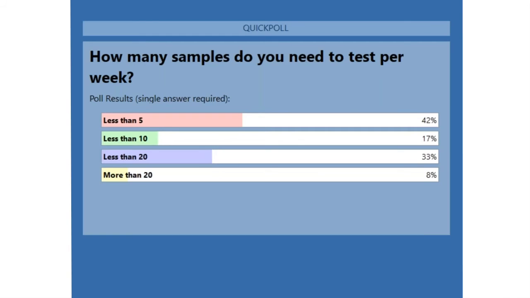All right. And there we go. So a lot of less than 20s in there. Less than 5 is our biggest one though. Yeah, so that's not terribly unusual.